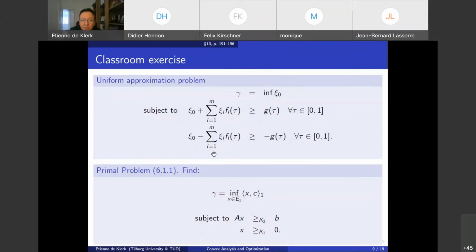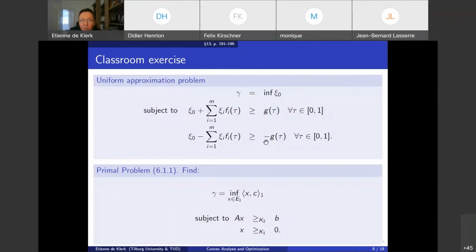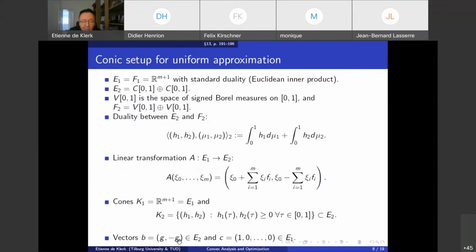And then these two conditions here will correspond to Ax minus b belonging to the cone K2, and the cone K2 were just pairs of non-negative functions. So basically we will have two non-negative conditions. If we bring b to the right-hand side to get Ax minus b, then the b vector obviously has to be g and minus g. And if we go back here, it was g and minus g. So that's as it should be.